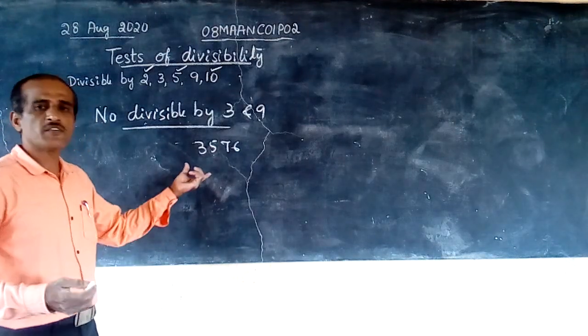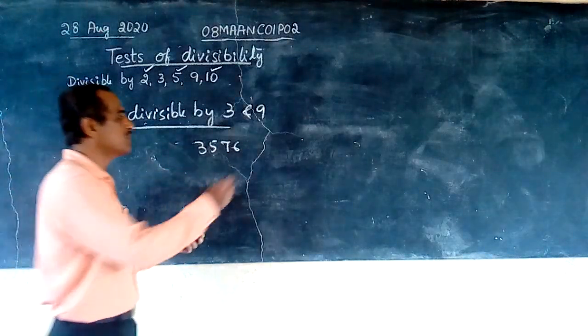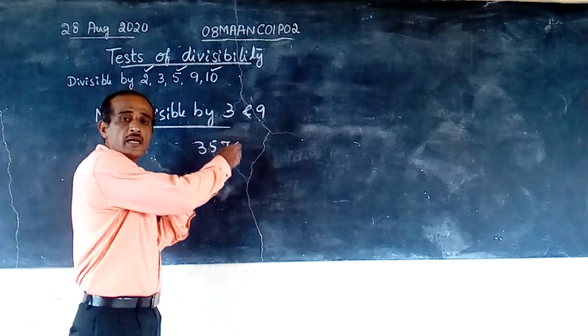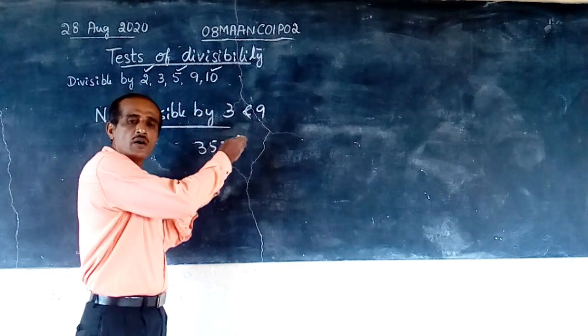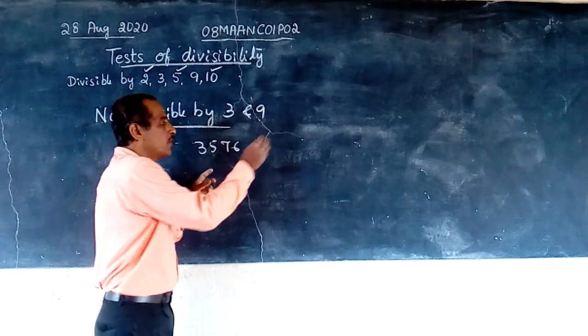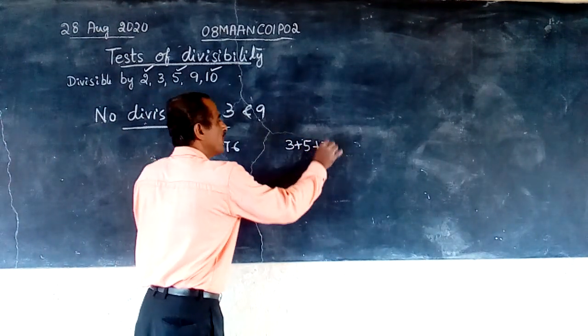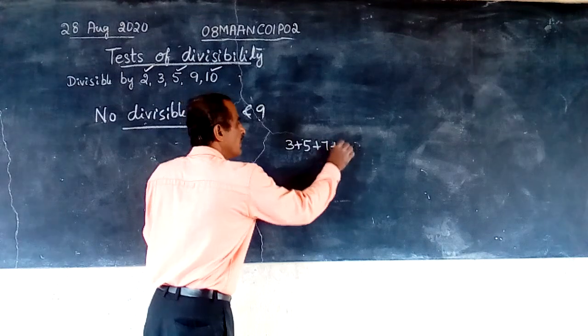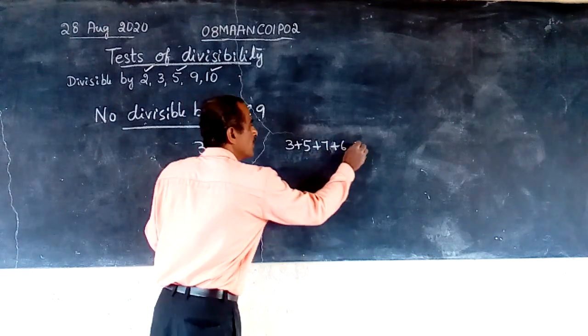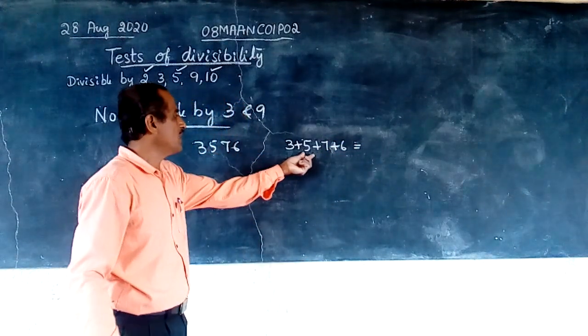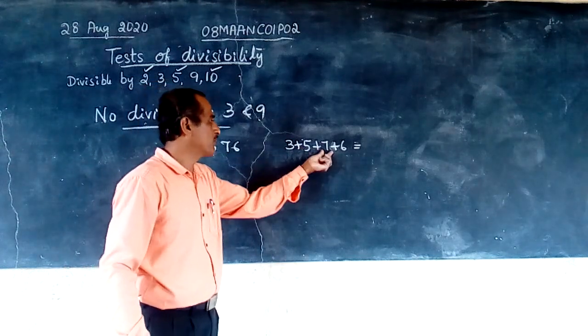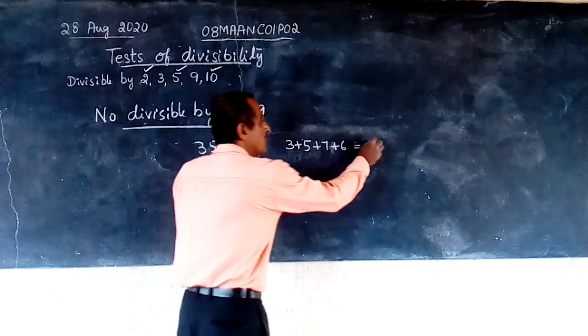3576. How to check? Very easily, you can check whether the sum of the digits is divisible by 9 or not, or whether it is divisible by 3 or not. What you have to do is add the digits: 3 plus 5 plus 7 plus 6 plus 6. What is the sum? 3 plus 5 is 8, 8 plus 7 is 15, 15 plus 6 is equal to 21.